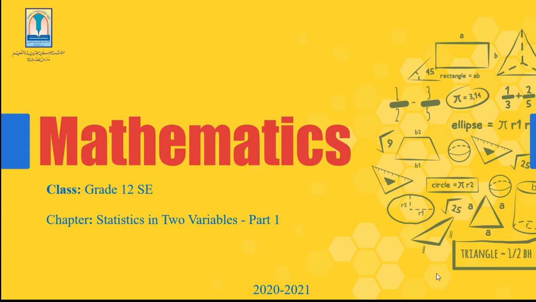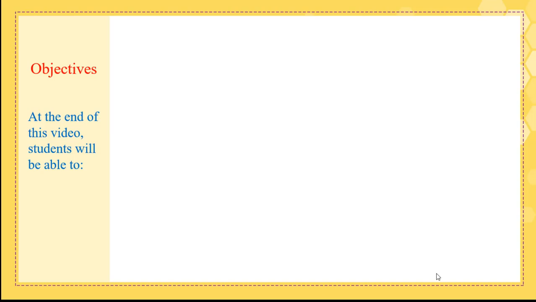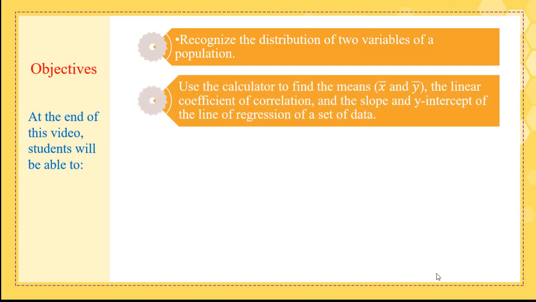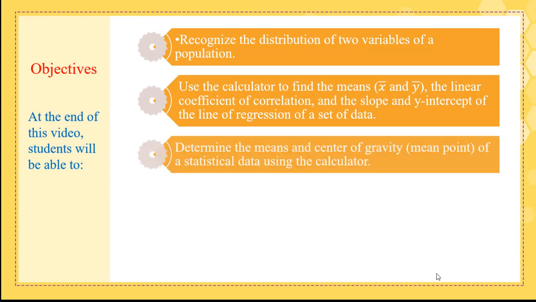Chapter: Statistics in Two Variables, Part 1. At the end of this video, students will be able to recognize the distribution of two variables of a population, use the calculator to find the means x bar and y bar, the linear coefficient of correlation, and the slope and y-intercept of the line of regression of a set of data.